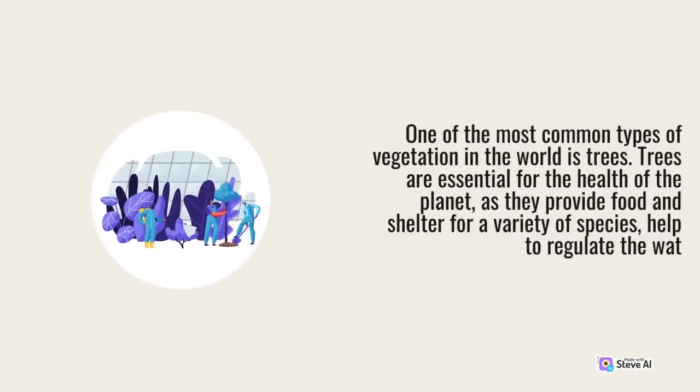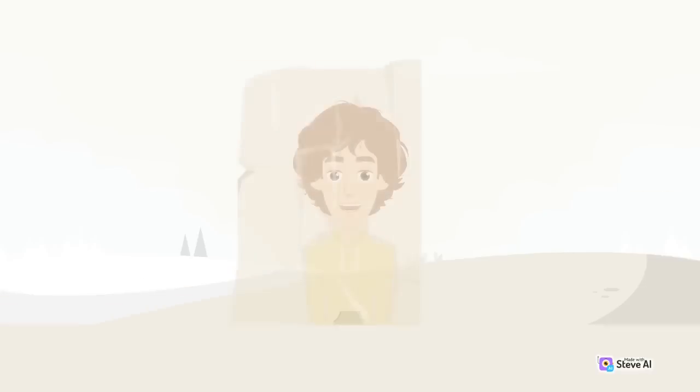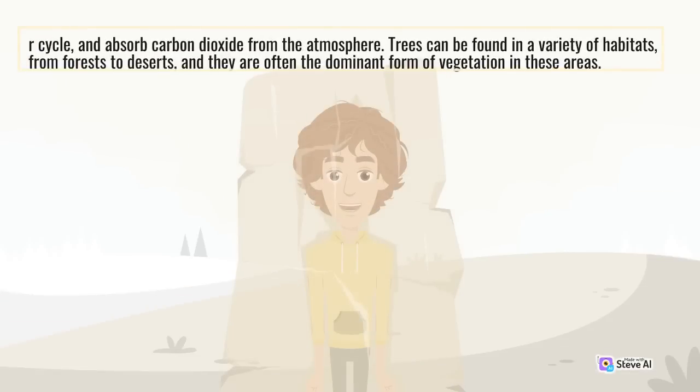One of the most common types of vegetation in the world is trees. Trees are essential for the health of the planet, as they provide food and shelter for a variety of species, help to regulate the water cycle, and absorb carbon dioxide from the atmosphere. Trees can be found in a variety of habitats, from forests to deserts, and they are often the dominant form of vegetation in these areas.